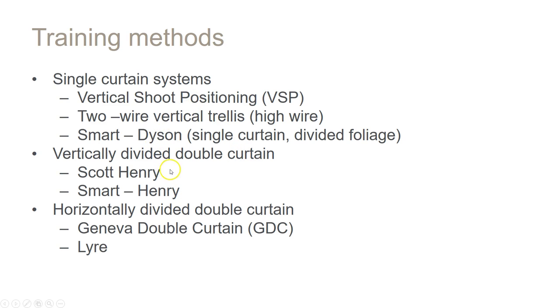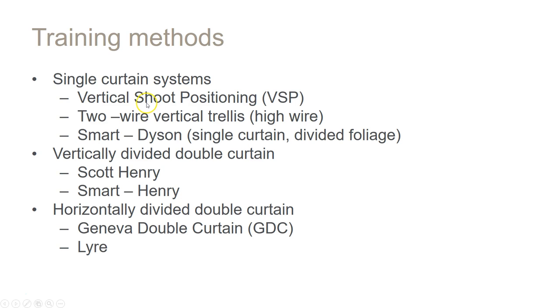And then we can do vertical divisions in canopies. These vertically divided canopies are usually retrofits. We usually don't start a vineyard with this in mind. It's usually what happens: they start with vertical shoot positioning.